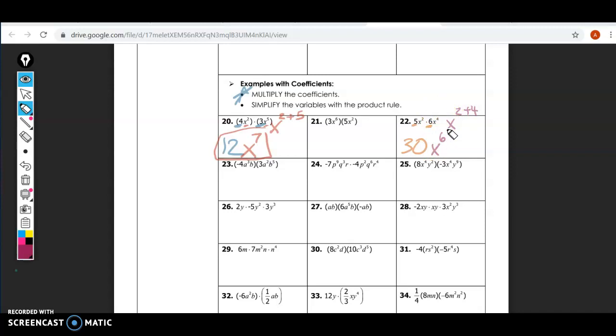Let's do a more challenging one. Let's do number 25, right below it. Again, take your two coefficients, multiply them together to make negative 24. But here we have multiple variables with exponents. Just focus on the ones that have the same base. X to the 4th and x to the 4th, adding them together, makes x to the 8th.